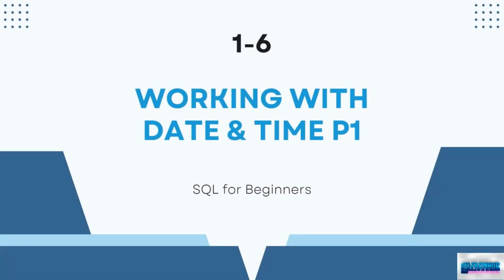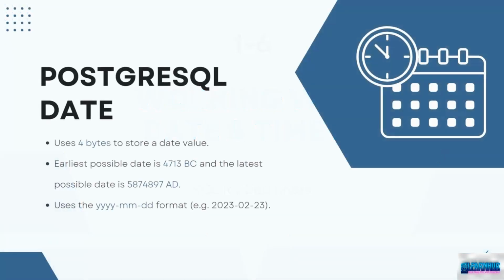Working with date and time. Another common data type used in SQL is the date and time. PostgreSQL uses 4 bytes to store a date value. The earliest possible date is 4713 BC, and the latest possible date is 5,874,897 AD.